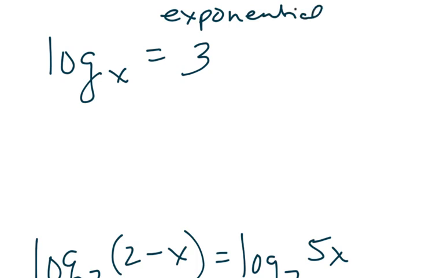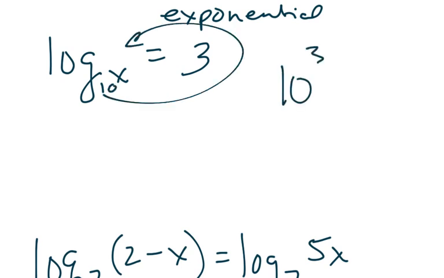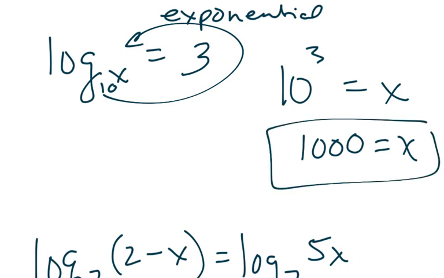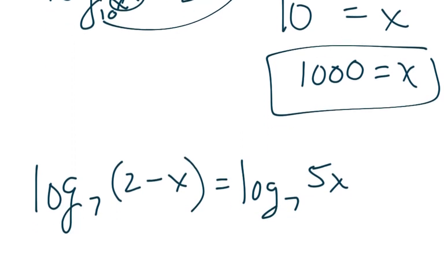This is log of x, so it's a base 10, okay? So if I circle the wagons, we would say 10 to the third equals x. Well, I know what 10 to the third is. It's 1,000. And so the answer is 1,000. So I did the circle the wagons thing. That's one way to do this. It's not always going to work for you, but it's one way to do it.